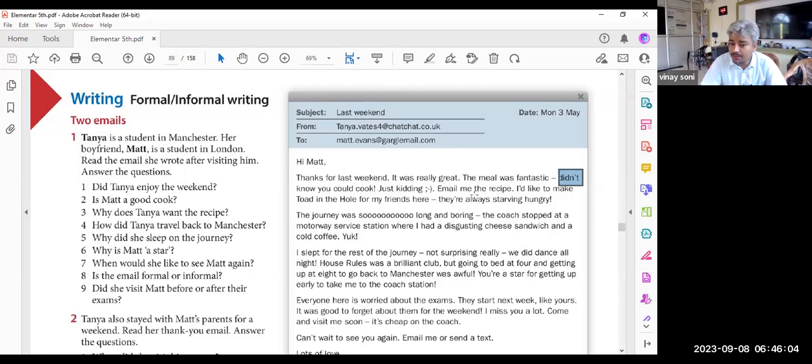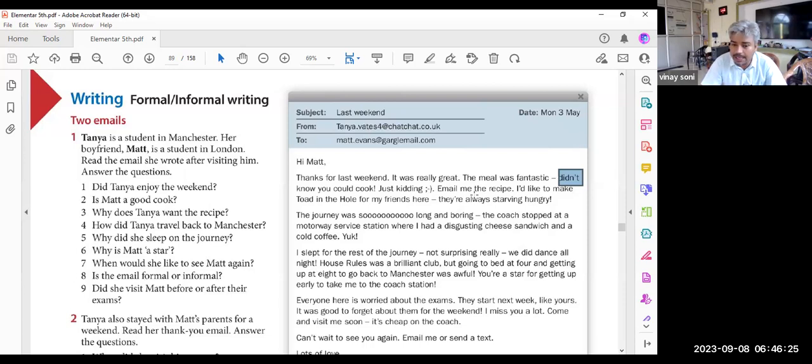In English, we use strange words as verbs. Email is a verb. You thought email was a noun, right? My email, your email, an email. But email is a verb too. Email me the recipe.